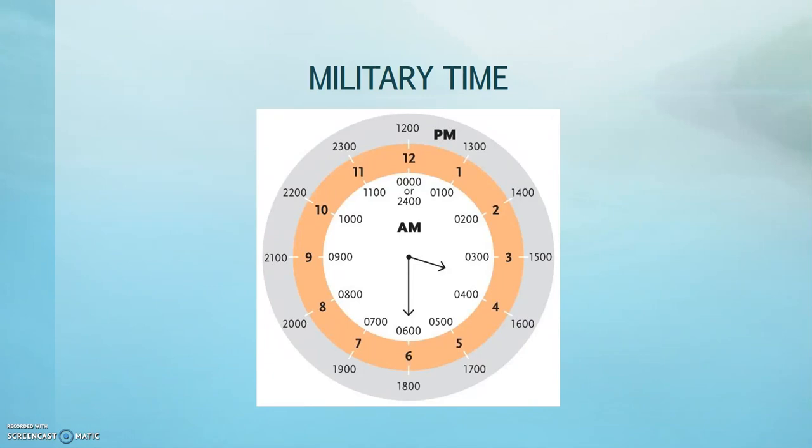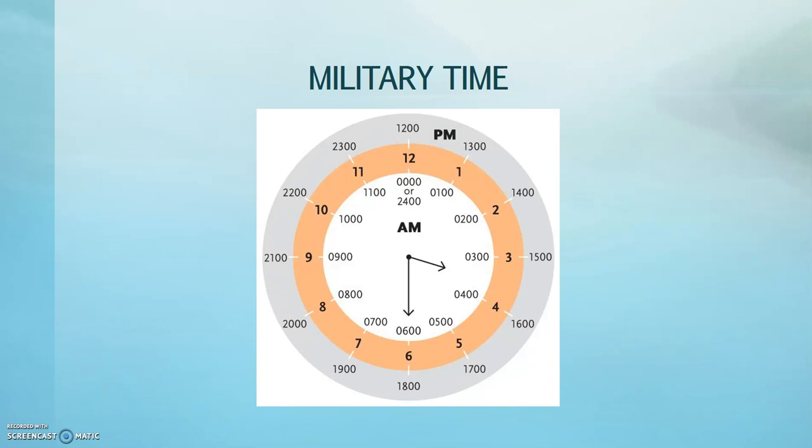If I add 100, or 1 hour, to 0000, I get 0100, or 1 a.m. 6 hours after midnight, I get 0600. 0000 plus 600. Look at 1000. It looks like 10 o'clock without the colon.